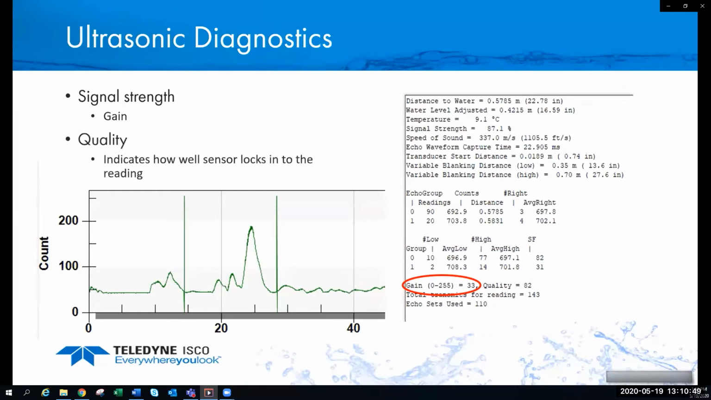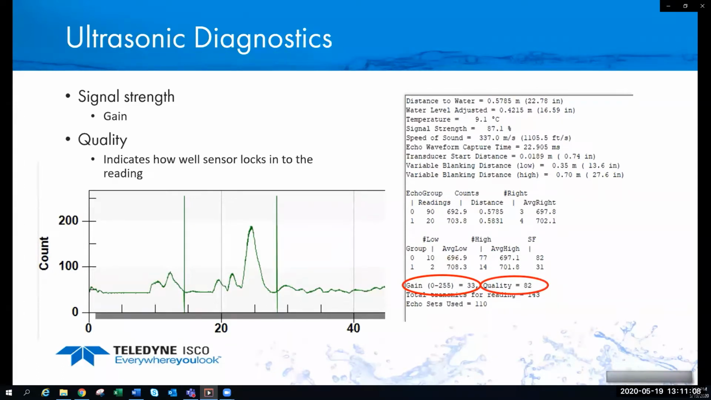And then with that gain, it will determine the quality. The quality indicates how well the sensor locks into that reading. In this one, we're showing that we have an 82% quality. And looking at this graph, we have the higher bell curve. That was the distance to the surface of the water.